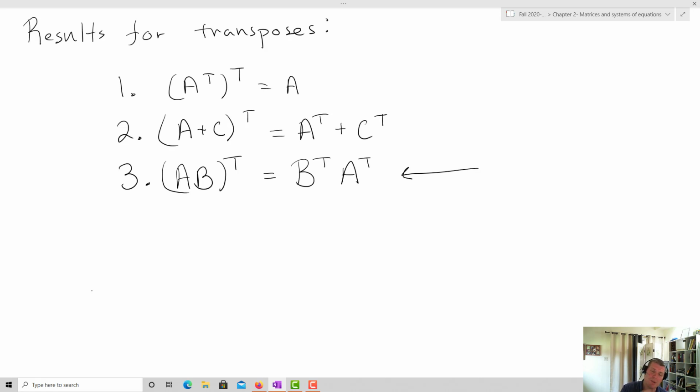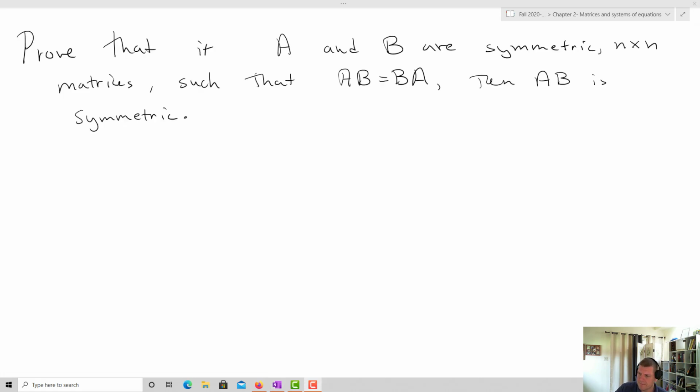What we're going to do is use these results to do some proving work, okay? So we'll do some work with proving. Let's prove that if A and B are symmetric n by n matrices such that AB equals BA, then AB is symmetric.